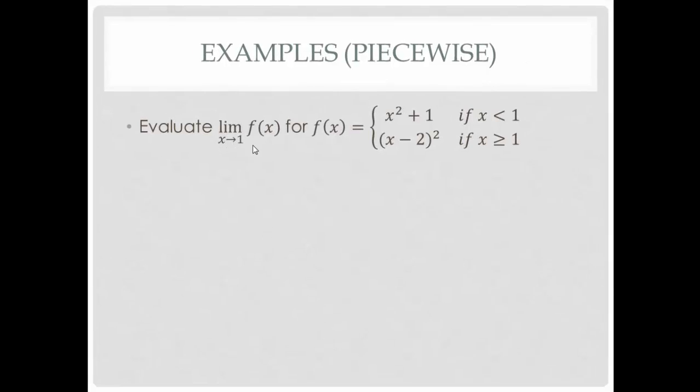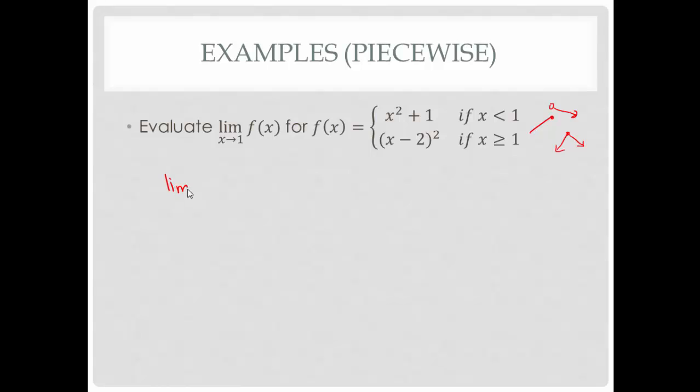Evaluate the limit as x approaches 1 on the function f of x equals x squared plus 1 if x is less than 1, and (x minus 2) quantity squared if x is greater than or equal to 1. So notice we're looking for the limit at 1, and of course that's where this is changing. We don't know: if we were to look at this, would we get the same limit from the left as we do from the right, or would we get different limits from the left and the right? We don't know. So we're going to algebraically look at that.